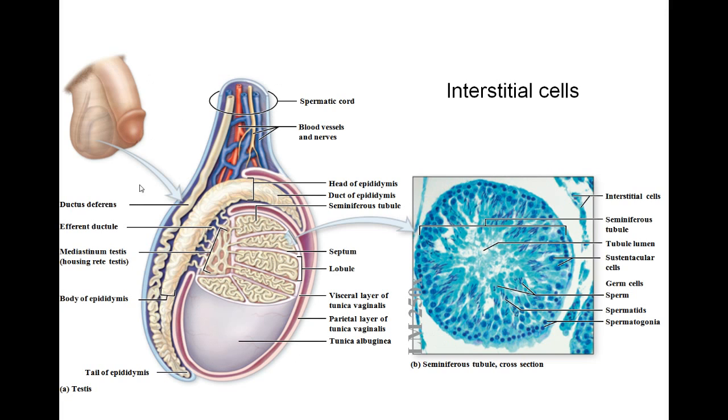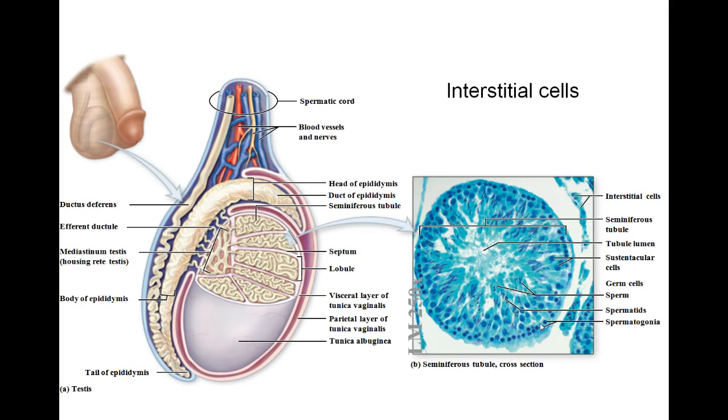Okay, so now here's the picture. The testes are divided up into these lobules, and in these lobules are these tubes. In these tubes, here's what you're going to see. You're going to see sustentacular cells. These are these little helper cells that are in here.